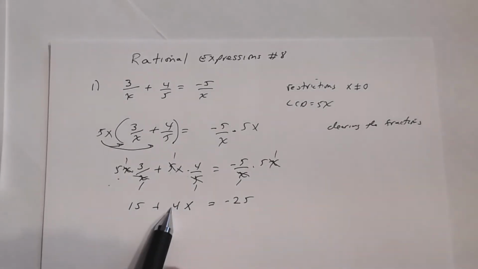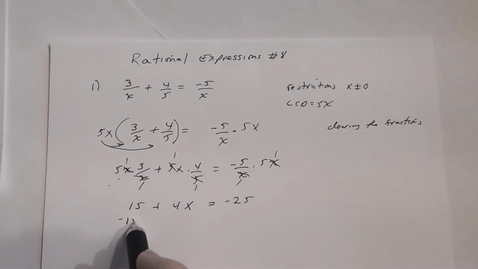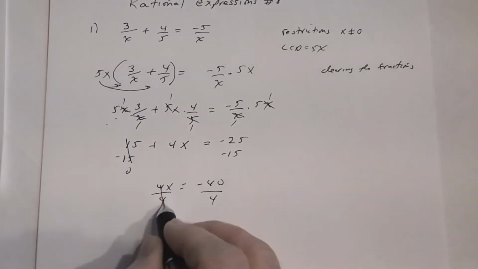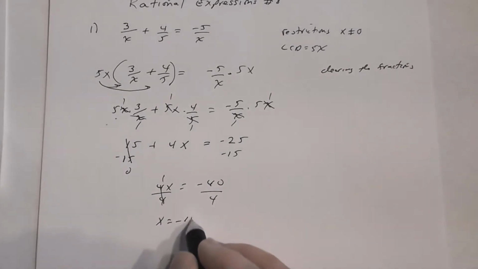There's only one term containing x. So I'm going to go ahead and subtract 15 from both sides. And when I do that, 15, again, combine like terms, that's 0. So I get 4x equal, and that's going to be a negative 40. And then divide both sides by 4. I get x to be a negative 10.